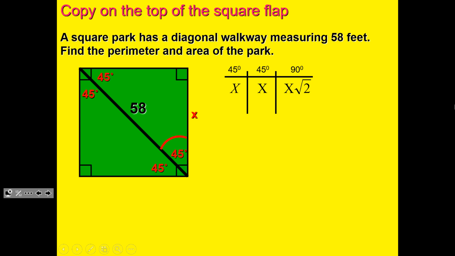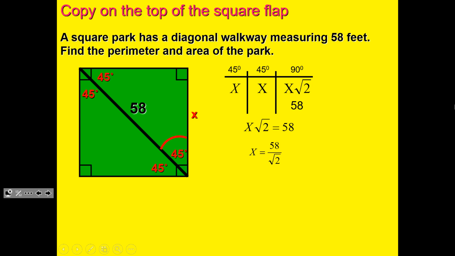Which piece did they give us? The x, or the x square root of 2? The x square root of 2, right? The one across from 90. And they said that was 58. So if I'm going to solve for x, I'm just going to set x square root of 2 equal to 58. All right, if I'm going to solve, how do I get that x square root of 2 away from the x? Divide. So this is what we end up with. But we don't want to leave that square root of 2 in the denominator, so what would we do? Multiply top and bottom by square root of 2. Right?